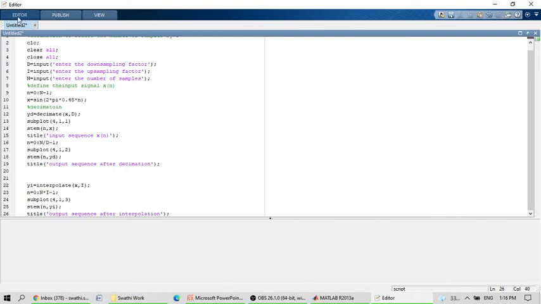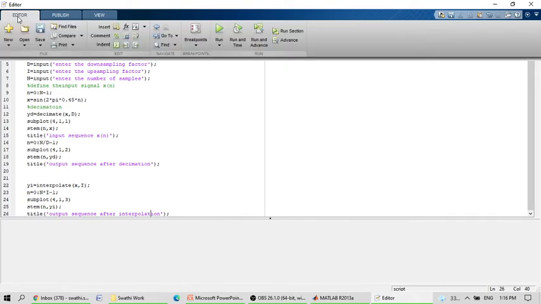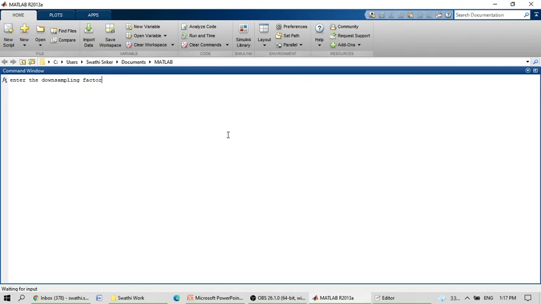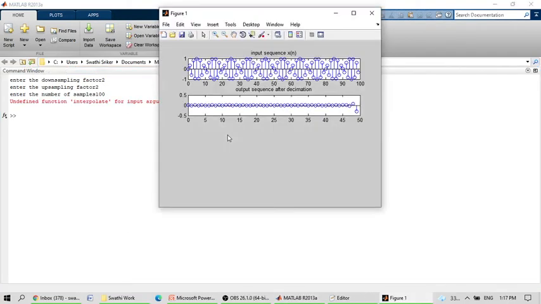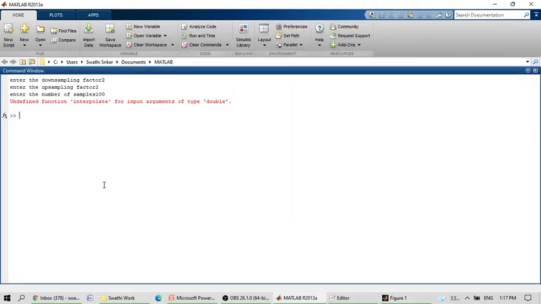So let us run the program and observe the output signal. Downsampling factor 2 is given, upsampling factor 2 is given, number of samples I am giving 100. So let us observe the output. In the output I am getting the error: undefined function interpolate.